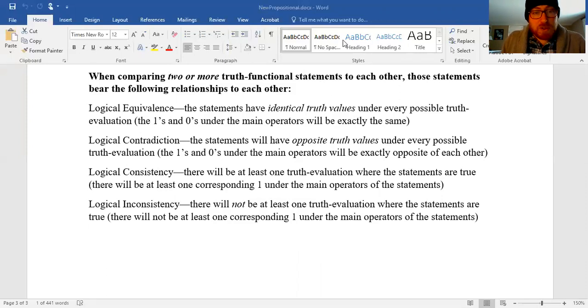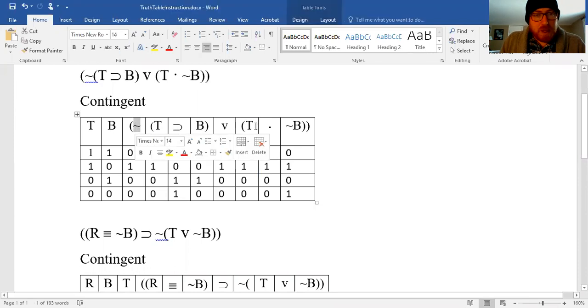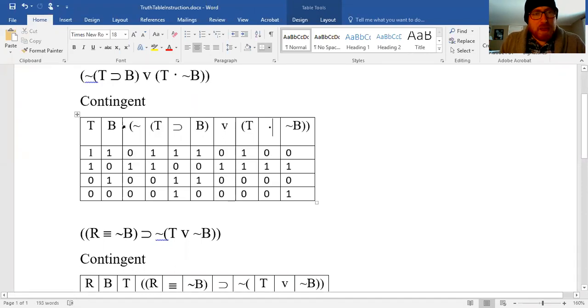So let's go back over to the other page that actually has the tables, all right? If we go back to this formula here, which was a contingent formula, look what we have. The main operator of this formula is this tilde, and the main operator of this formula is the dot. Under the tilde, we have false, true, false, false, and over here we have false, true, false, false. And this entire formula is represented by this wedge, but under the wedge we have false, true, false, false. Okay, so what does that tell us?